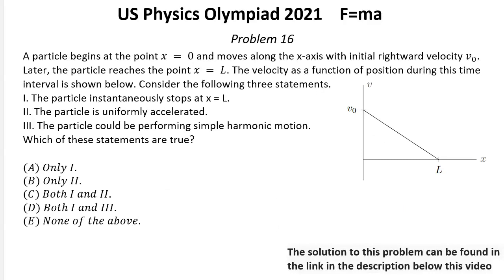Problem number 16. A particle begins at the point x equals 0 and moves along the x-axis with initial rightward velocity v0. Later the particle reaches the point x equal L. The velocity as a function of position during this time interval is shown below.